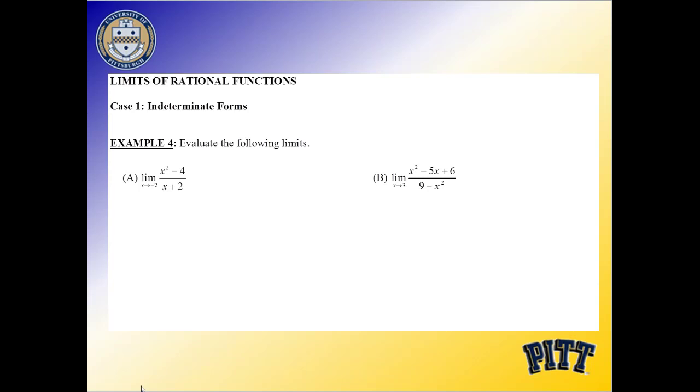So let's have a look at these two limits that we're looking to evaluate here. In each case, I'm still going to try step 1. I'm going to plug in -2 and see what happens. And when I do, I get 0 on top of my fraction. I get 0 on the bottom. We call this an indeterminate form.